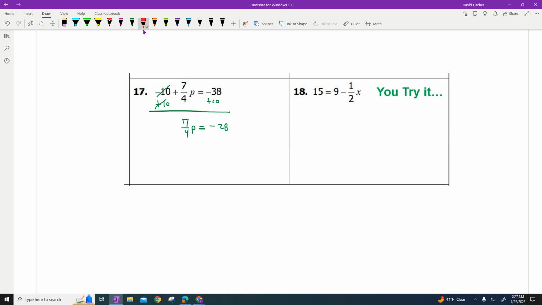Instead of dividing by 7 fourths, let's multiply by its reciprocal, 4 sevenths. Now, negative times positive, I know it has to be a negative something. And go ahead and use your calculator. 28 times 4 sevenths.